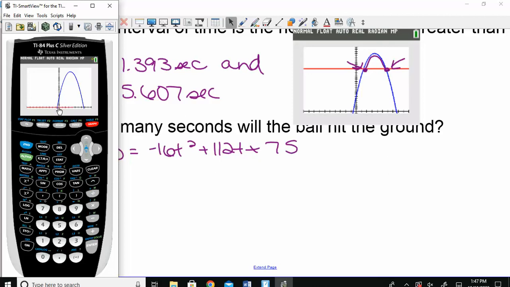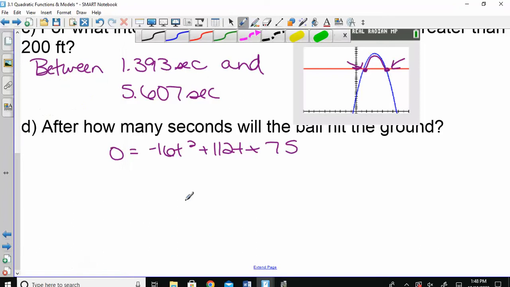So I'm looking where those meet. Now what's true about this first point over here? What kind of x is that one? A negative. Can your time be negative? No, so it hits the ground here. So we can go to second, trace, intersect. First curve enter, second curve enter. And then use your guess. And it tells me after 7.616 seconds.